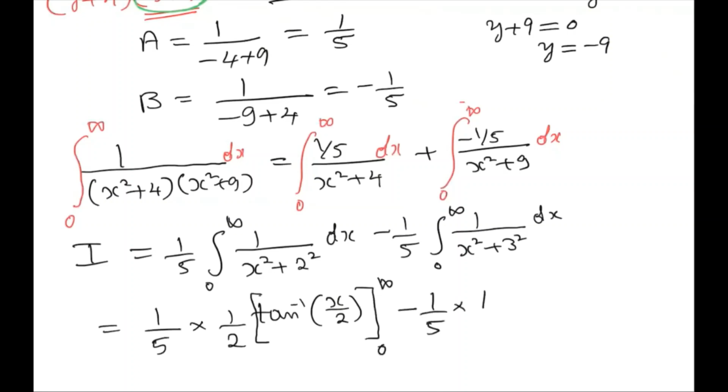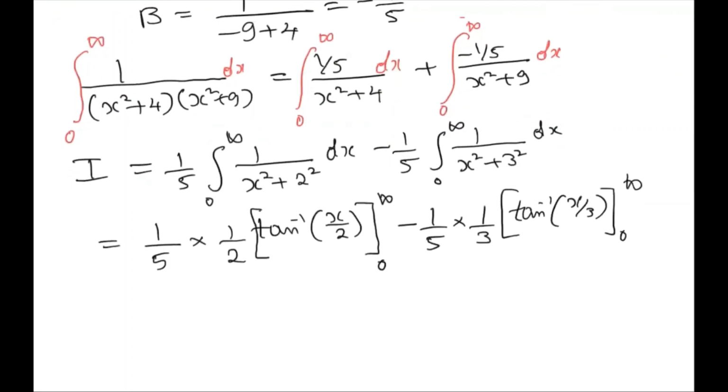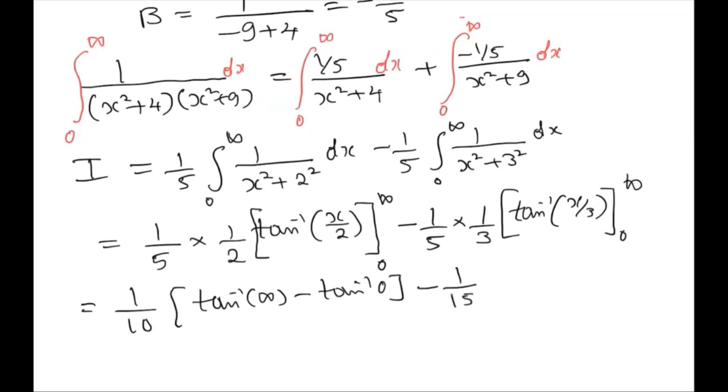Now again 1 by a, that is 1 by 3, tan inverse of x by 3. That is between, you can always keep the constant out, 0 to infinity. That is 1 upon 10, upper limit, that becomes tan inverse of infinity minus tan inverse of 0. Minus 1 upon 15, upper limit, that becomes tan inverse of infinity minus tan inverse of 0.